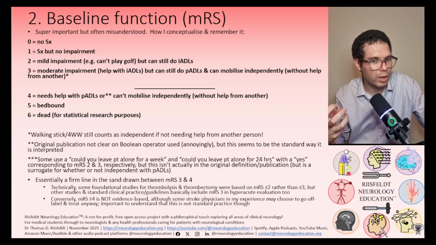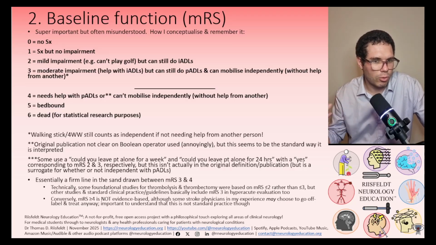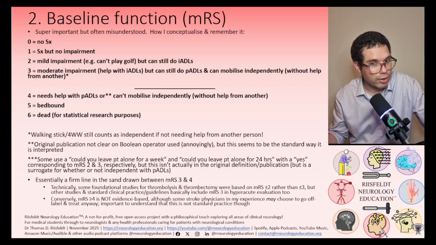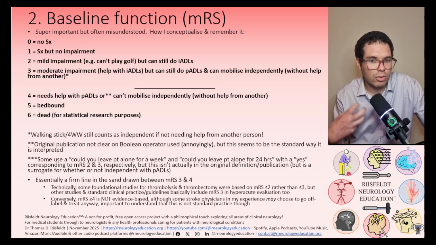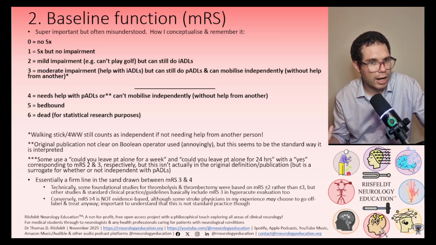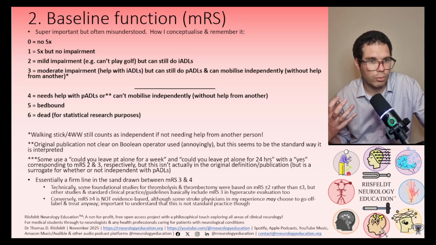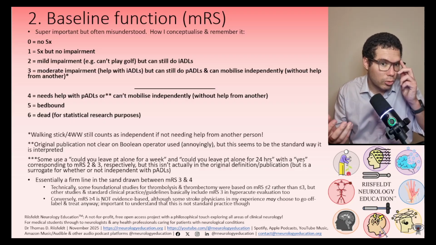But just so that you're aware of this concept, some people ask the questions either to themselves or to family members or to the patient, could the patient be left alone safely for a week? And if the answer to that is a yes, then it roughly corresponds with an MRS of 2. And conversely, could you leave the patient alone safely for 24 hours? If that's a yes, then that corresponds with an MRS roughly of 3. Whereas if you couldn't safely leave the patient alone for 24 hours, then that corresponds with roughly an MRS of 4 or higher. So that can be helpful.